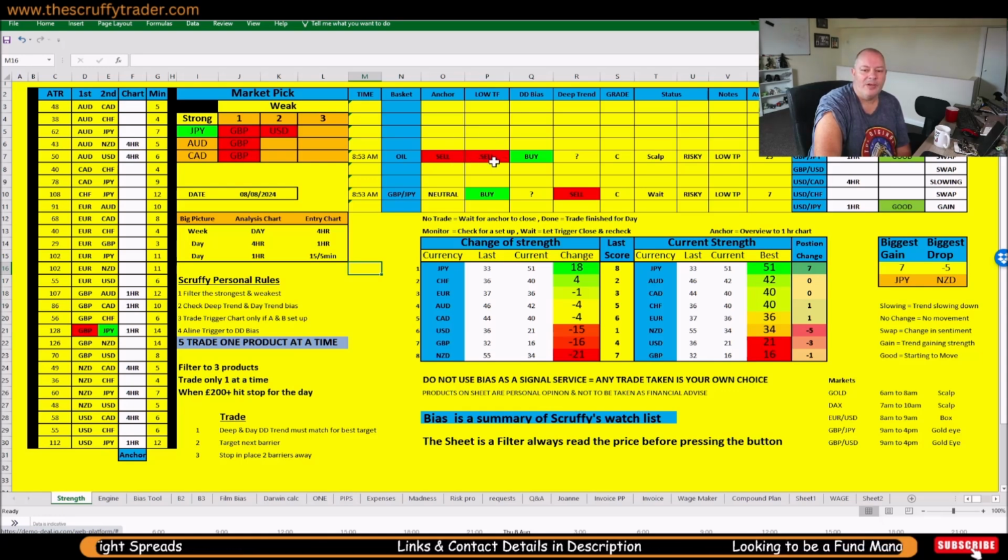The low time frame is selling. There's a buy on the dominance, which means I'm going to have to be careful, which represents a low TP, and I'm scalping it, so it's naturally a risky trade.